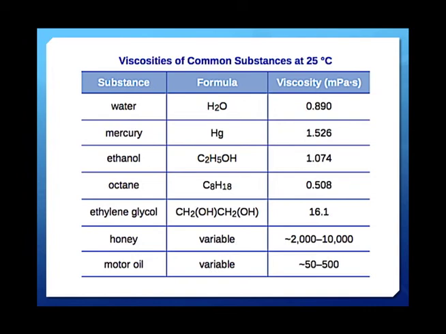We can see that water is very low despite the strong hydrogen bonding because water molecules are so small, whereas more complicated substances like honey will have much larger viscosities. And that's how things on the microscopic scale can dictate how a liquid behaves on the macroscopic scale.